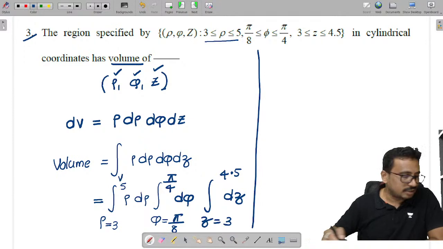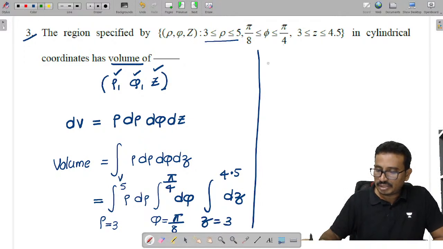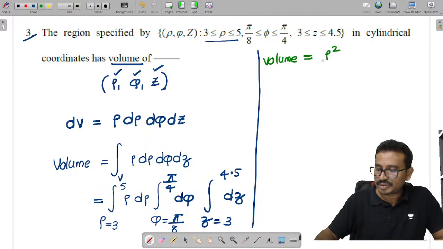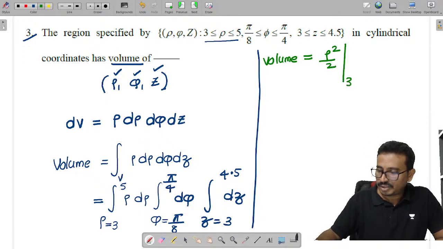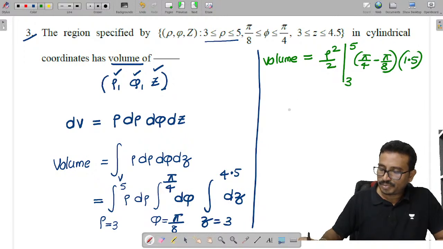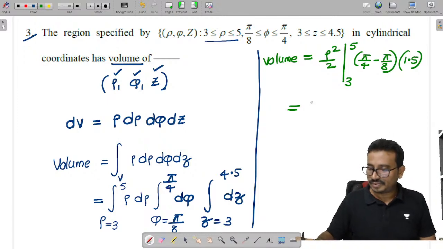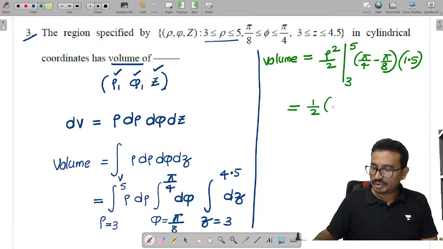So let's integrate and get this value. Volume: the rho limits give rho square by 2 from 3 to 5, and the phi limits give pi by 4 minus pi by 8, and then dz gives 1.5. Simplifying, this is 1 by 2 into 25 minus 9, into pi by 8, into 3 by 2.